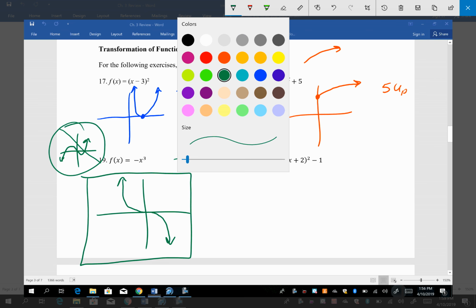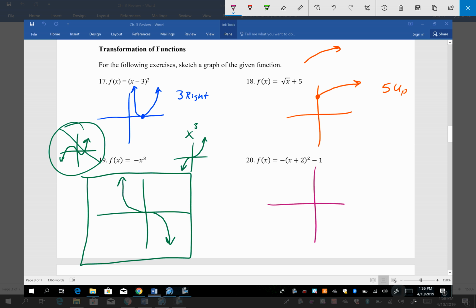Okay, let's do the last one. Pink. Do you see how we have multiple shifts happening? What would you say those shifts are? 2 to the left, and 1 down. The minus 1 is down. So 2 to the left and 1 down is here. And then Giuseppe sees this negative, which causes it to open down. So it's a parabola opening down.